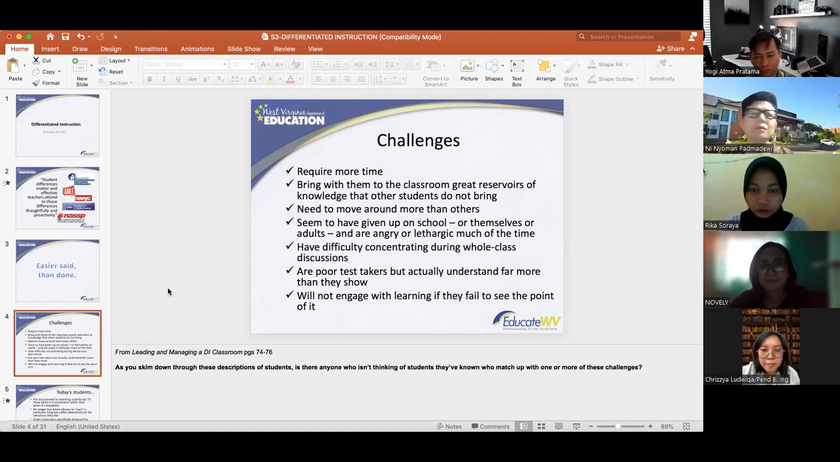Right. So what do you think will be the impact of that kind of differentiation? What can you imagine as the difference, the impact that you are able to think about, if you have that kind of differentiated instruction? What do you think?